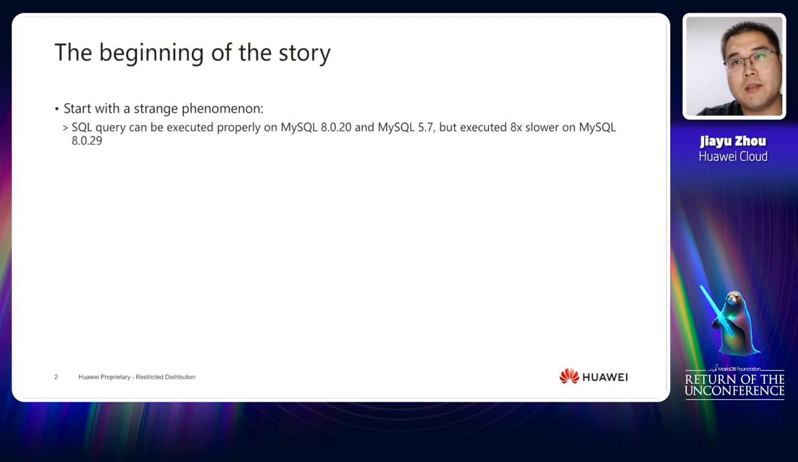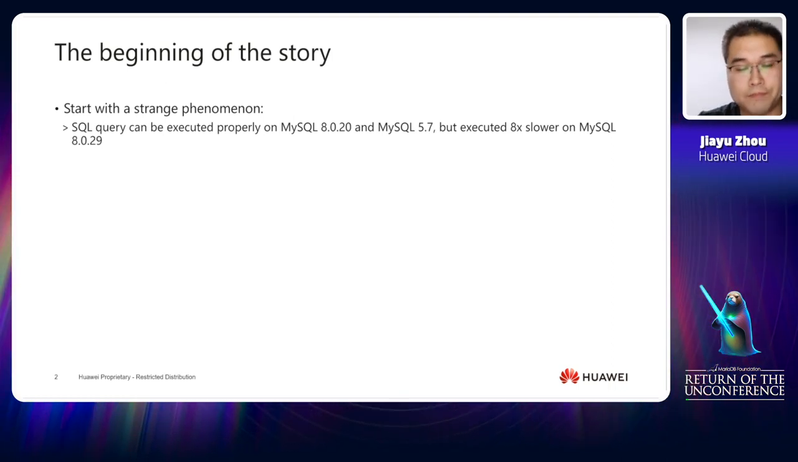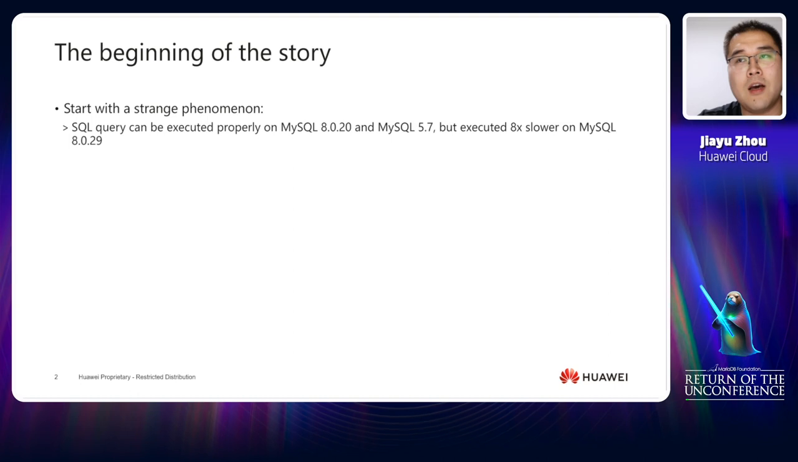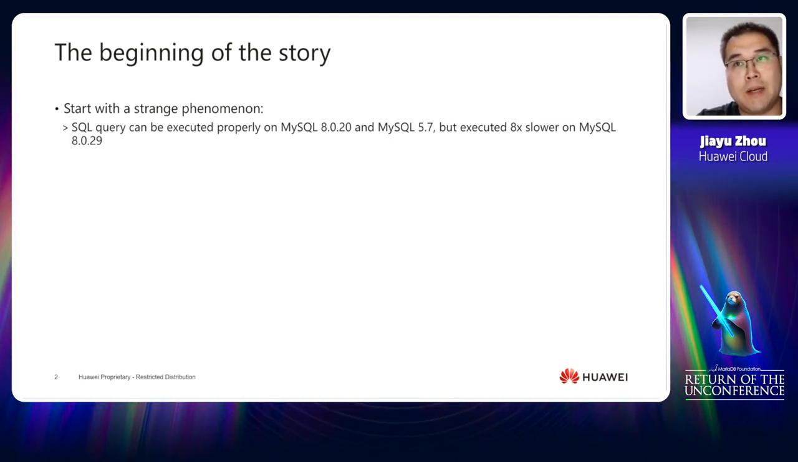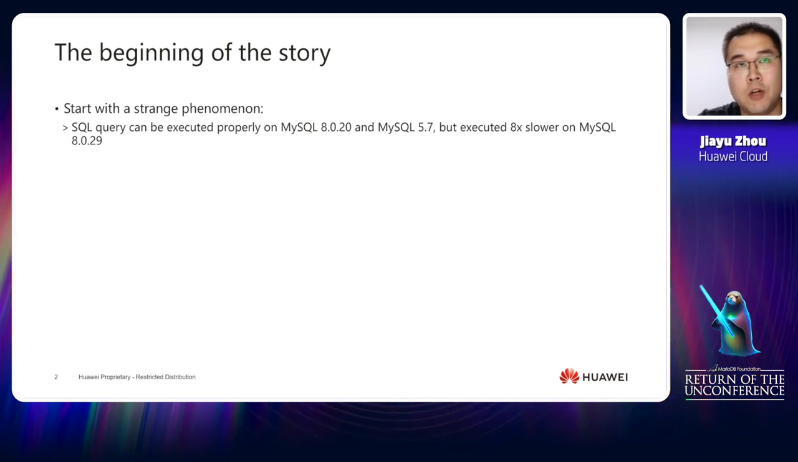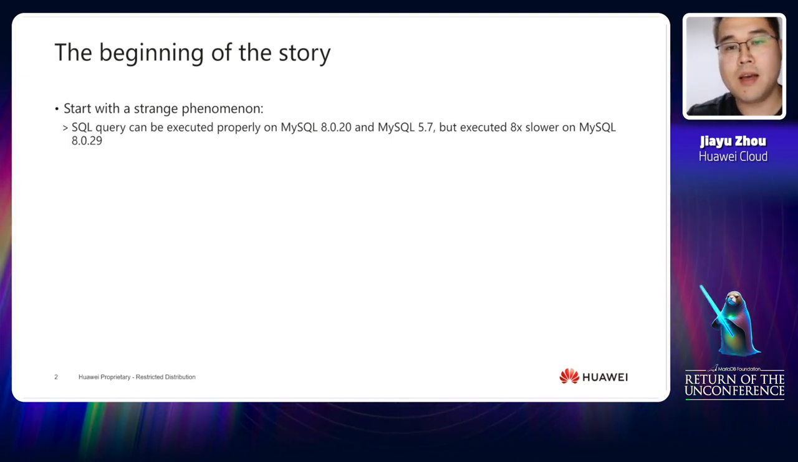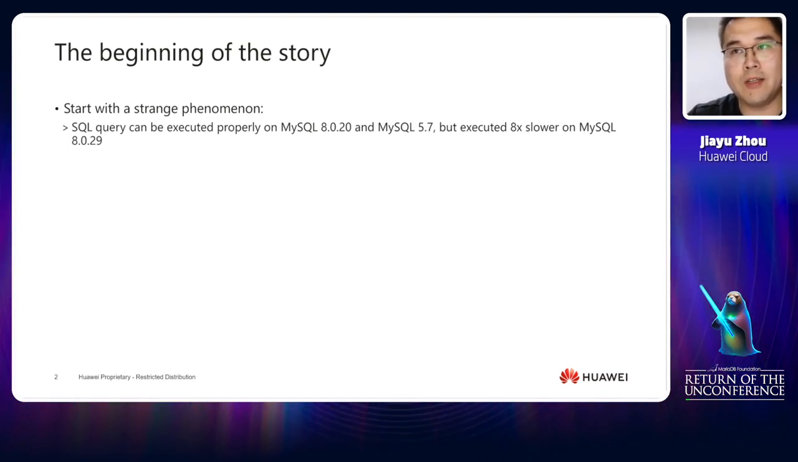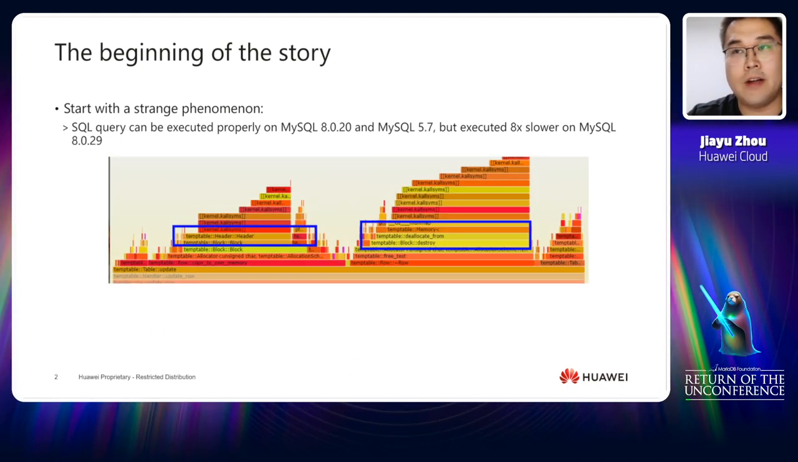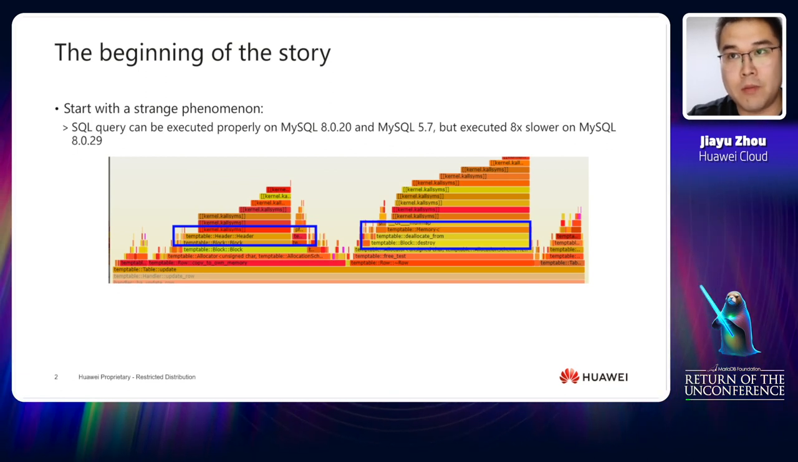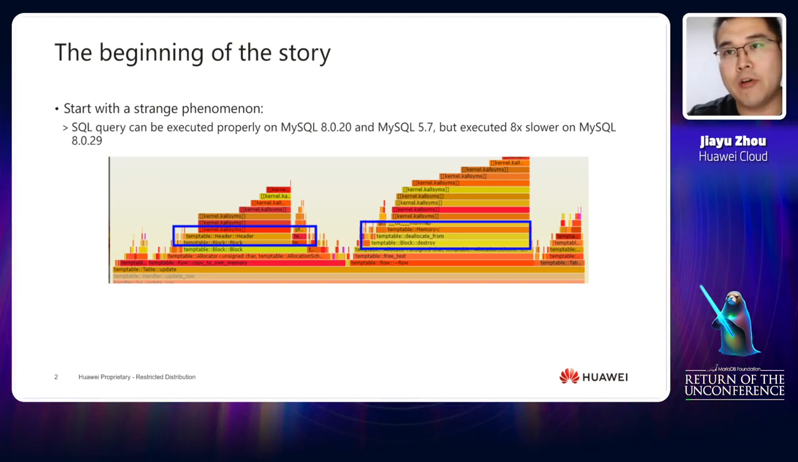The whole story starts with a strange phenomenon. A customer complained to us why his SQL can be executed properly on an old version of MySQL 8 and MySQL 5.7, but got really slow on MySQL 8.0.29. After analyzing, we found out that the problem is caused by TempTable engine. There was a bug that made the TempTable engine perform too many memory allocations and release.